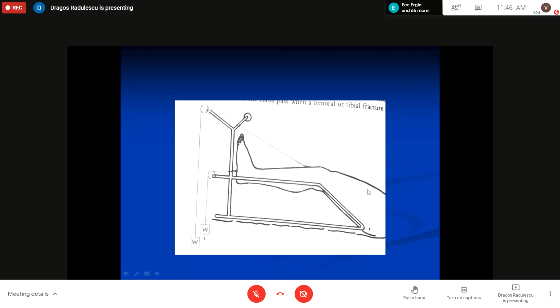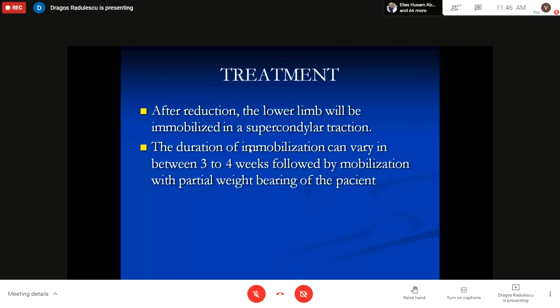There can be mobilization of even 3 weeks, 4 weeks, 6 weeks, 2 weeks sometimes, depends. After you take it off, you allow patients to do partial weight bearing, so basically placing his lower limb on the ground but not putting weight on it. The weight will be added gradually in the next 2 to 3 weeks until the patient feels comfortable enough to place his whole weight on his injured limb.